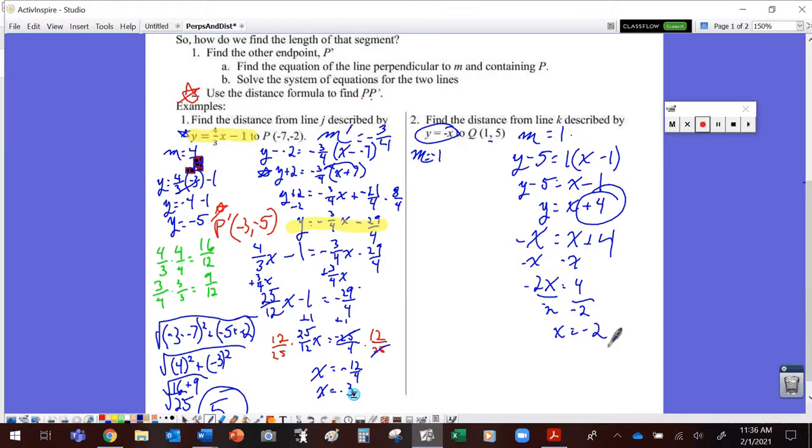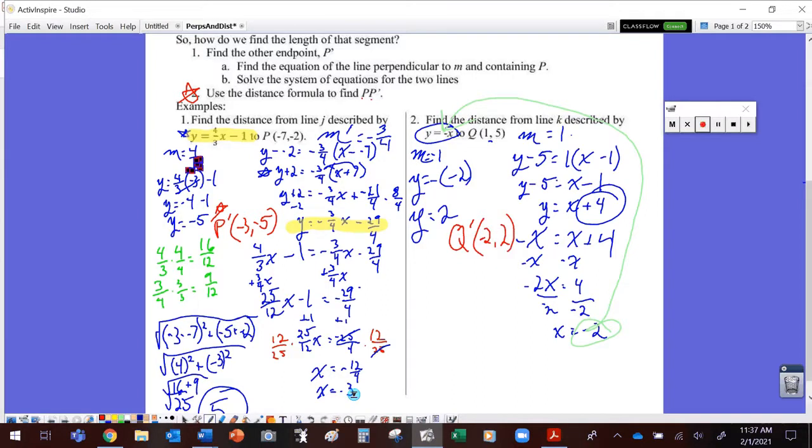Now, once I have a value for x, I can sub it all the way back into one of those original equations. Doesn't matter which one, so I'll sub it into this one and get a value for y. So I can say y equals the opposite of negative 2. So that'll be y equals positive 2. So this Q prime that we need to define is the ordered pair negative 2, positive 2.